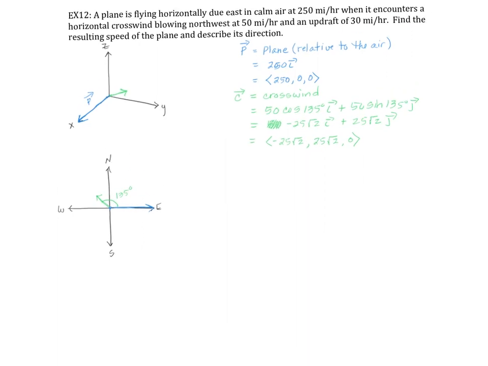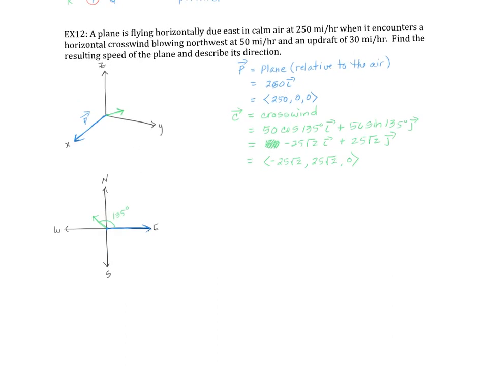Okay, so going back to our problem, it encountered a horizontal crosswind blowing at 50 miles per hour, so we have that. And now we have an updraft of 30 miles per hour. I'm going to use U for updraft.